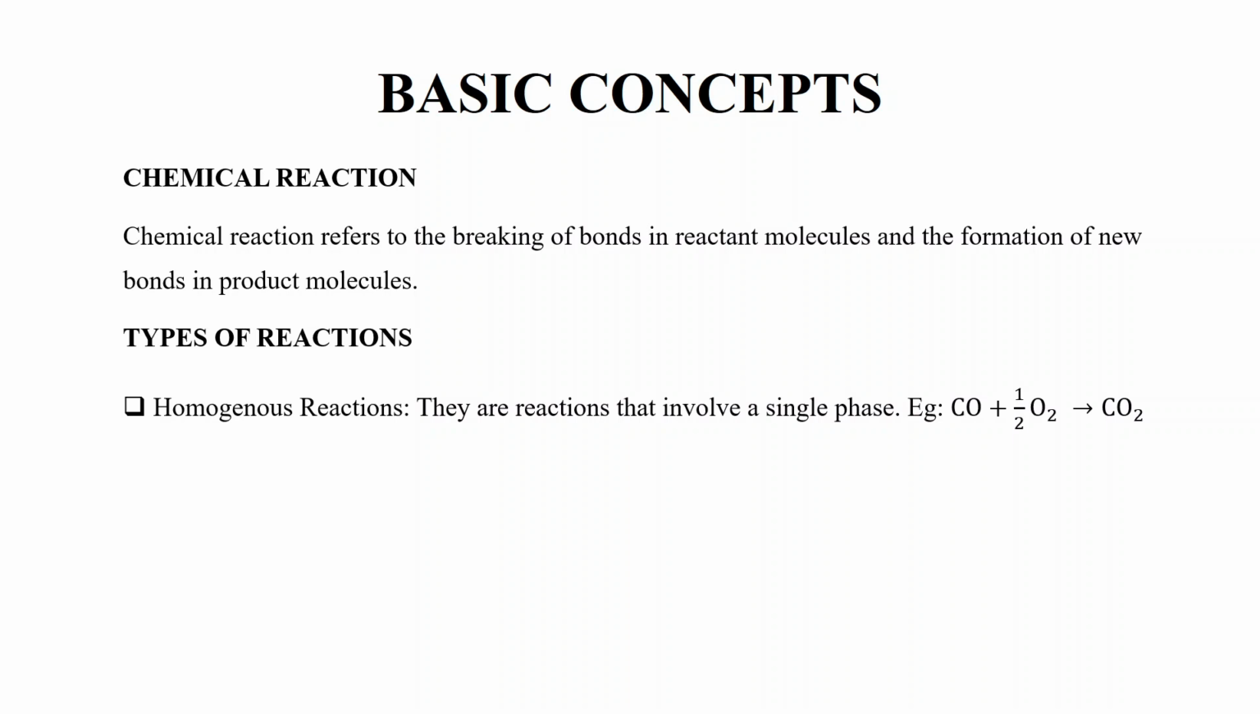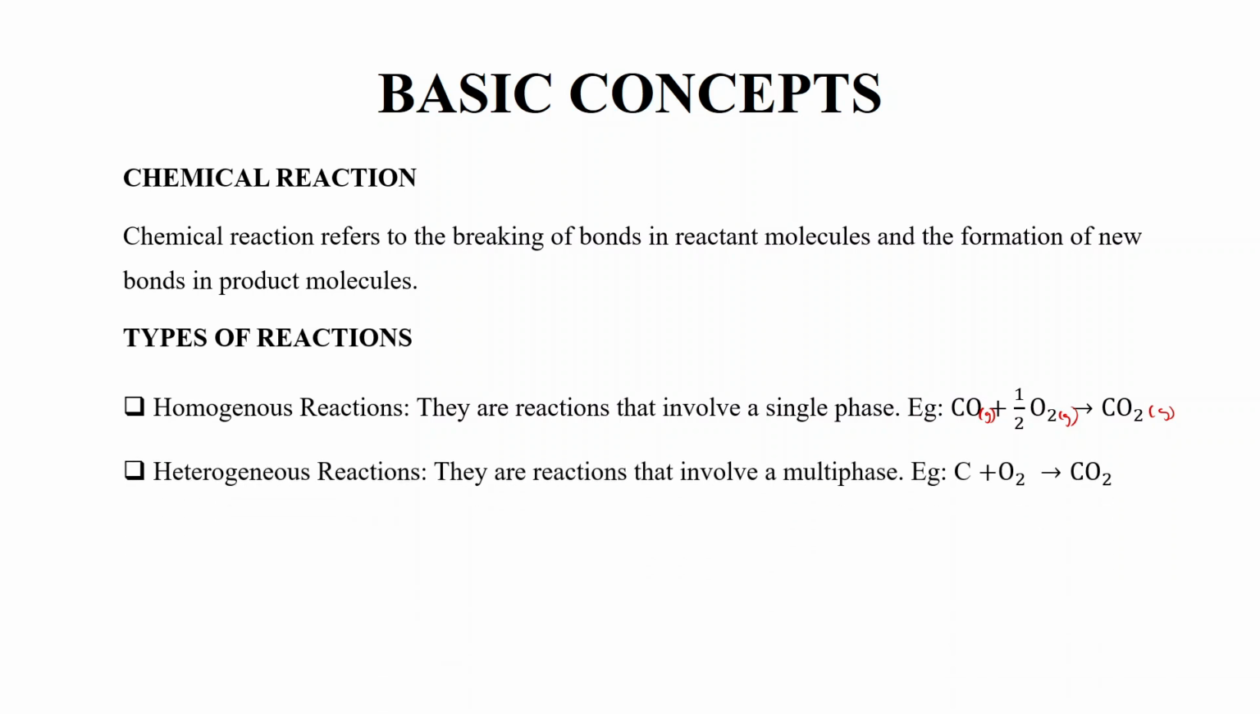So an example is carbon monoxide in the gaseous state plus oxygen in the gaseous state giving carbon dioxide in the gaseous state. When you have a reaction like this, both the reactant and the product are all in the gaseous phase. That's why we call it homogeneous reactions, because all the reactants and products are in the single phase.